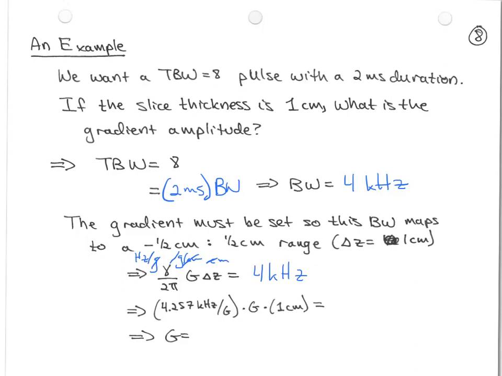4.257, which is gamma by 2 pi per Gauss, times the gradient strength in Gauss. That's 4.257 kilohertz per Gauss times the gradient strength in Gauss times the slice thickness, delta z of 1 centimeter, must again be equal to 4 kilohertz. So what you can see here is that essentially a little over 4 kilohertz times 1 times G must be equal to 4, so that means G must be a little less than 1. So then G will be equal to, if you calculate this, you get 0.94 Gauss per centimeter.